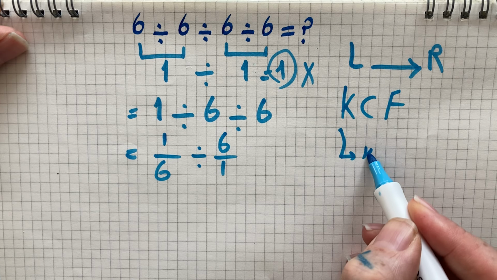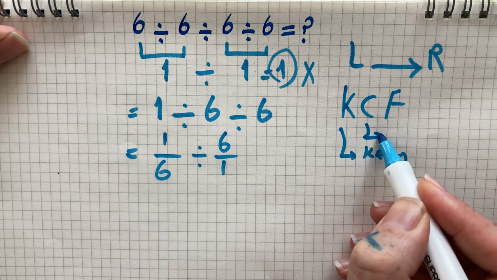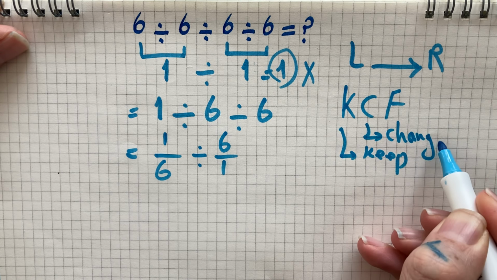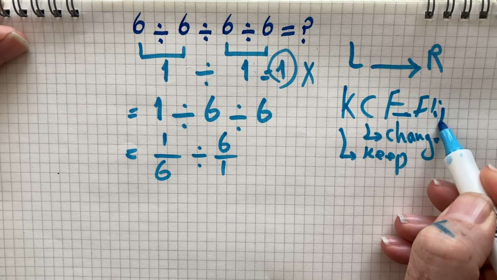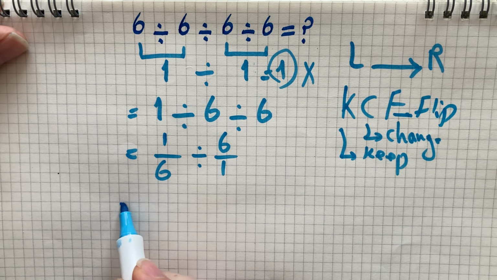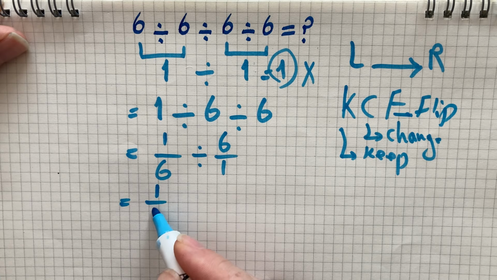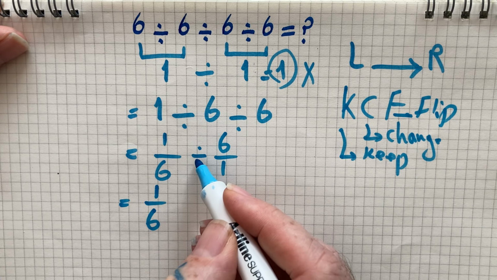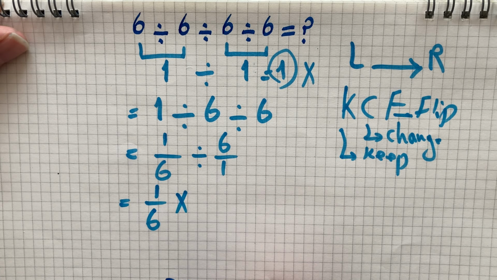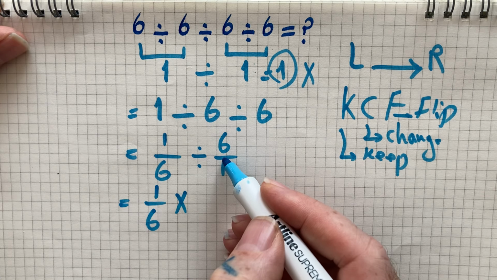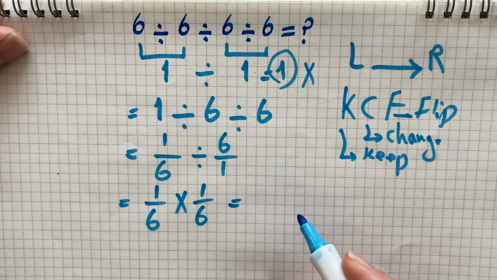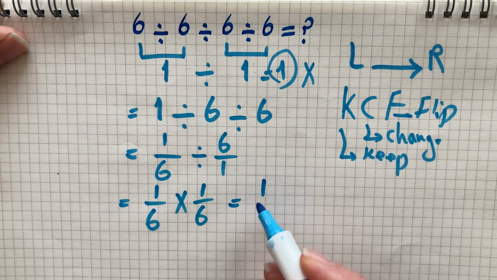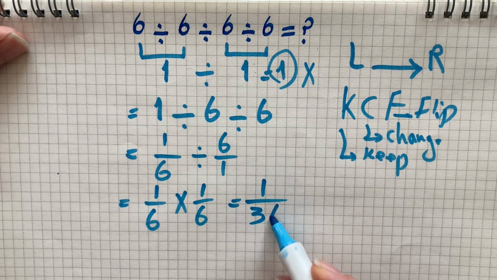K stands for keep, C stands for change, and lastly, F stands for flip. Keep the first fraction, I rewrite it here, 1 over 6. Change division to multiplication. And lastly, flip the second fraction. 6 over 1 is going to be 1 over 6. So your answer is going to be 1 times 1, 1, 6 times 6, 36.